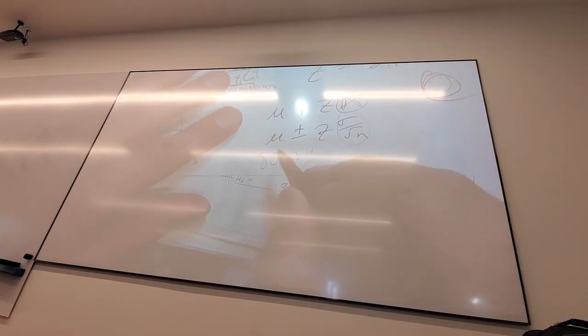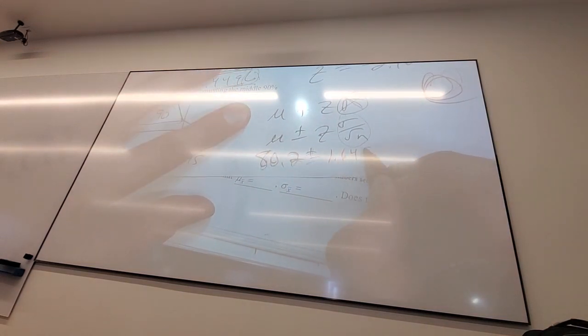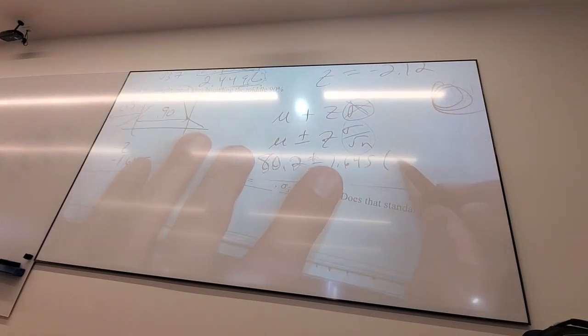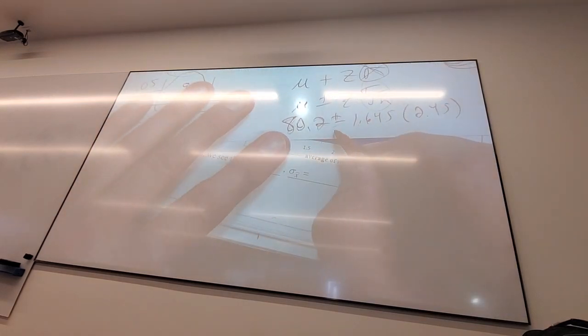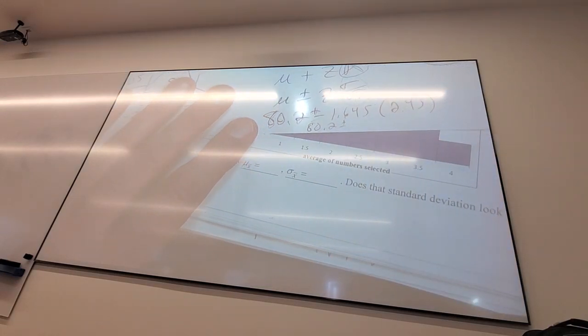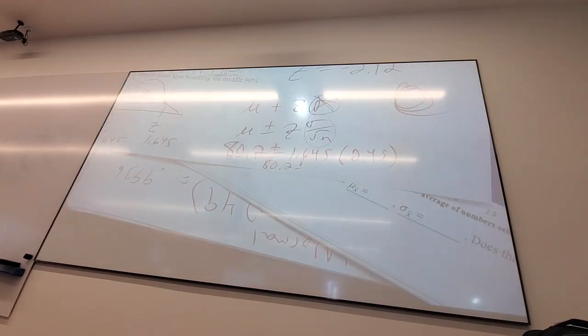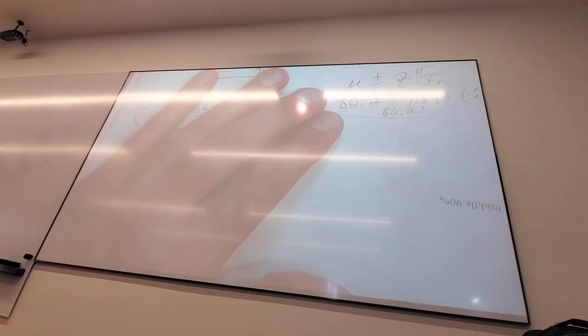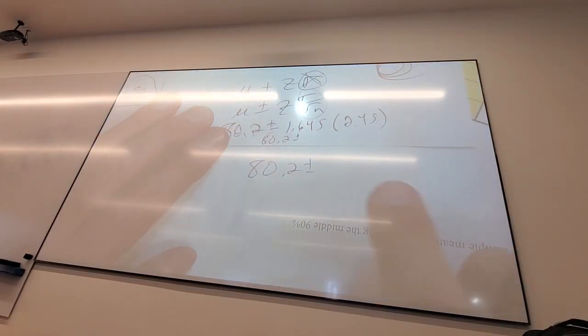All right. 80.2, give or take 1.645. And what's our new standard deviation? 2.45. I love it. So what I would do is calculate what the plus or minus part is. I've run out of paper. Let me put it down here. 80.2, give or take, what's 1.645 times 2.45?